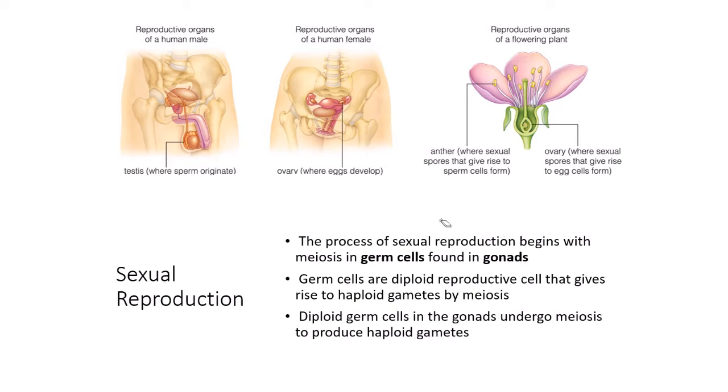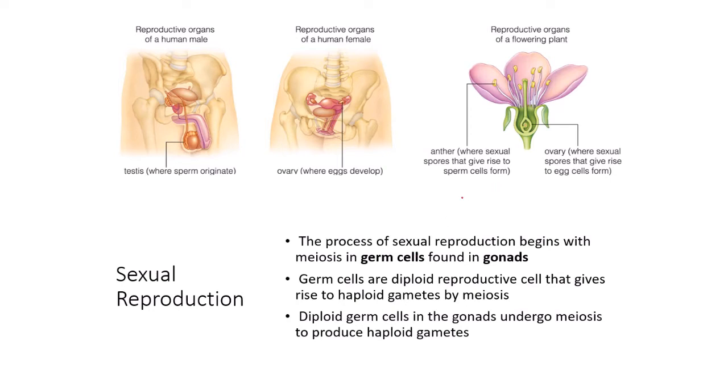For the male, the reproductive gonads would be the testicles, the testes here, and for female, it would be the ovaries. So within the gonads, within the testes and the ovaries, there will be these diploid germ cells. Okay, and then the germ cells are going to undergo meiosis, and in the process, it will create haploid gametes.